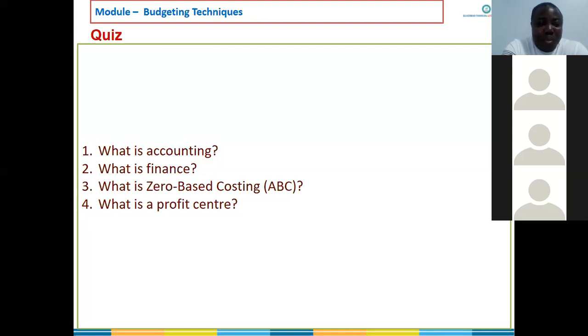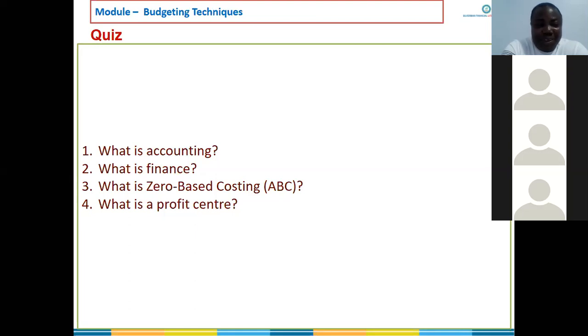Thank you. Then number 2 is, what is finance? It's the management of large amounts of money. It's also similar to economics. Okay, good. Thank you. So it's mostly management of money. That is good.